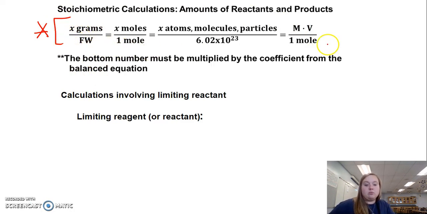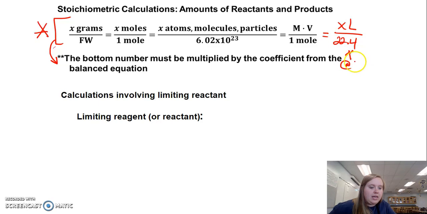We've done this in class when we were doing mole conversions. The thing to remember when you are now looking at chemical equations is that whatever's on the bottom, whether it's 1 mole or formula weight or Avogadro's number, you have to multiply it by the coefficient from the balanced equation. And I'm also going to add one other one here. So if you add liters, 22.4. This only works at STP. It allows you to figure out how many moles or how many liters of a gas you have at STP. And we'll talk more about gases next unit.